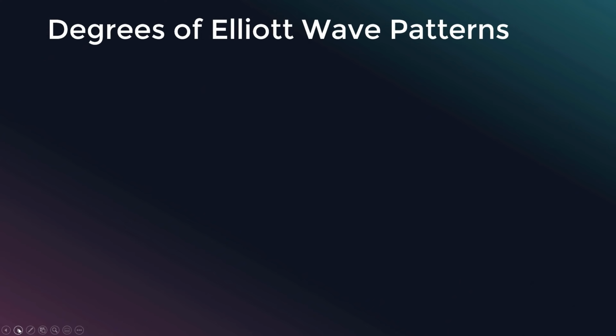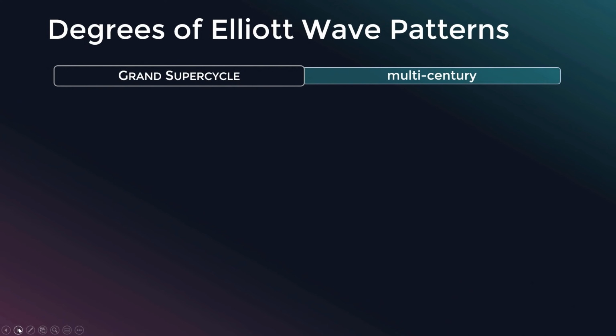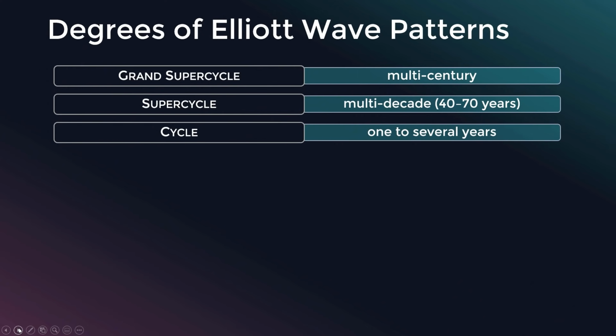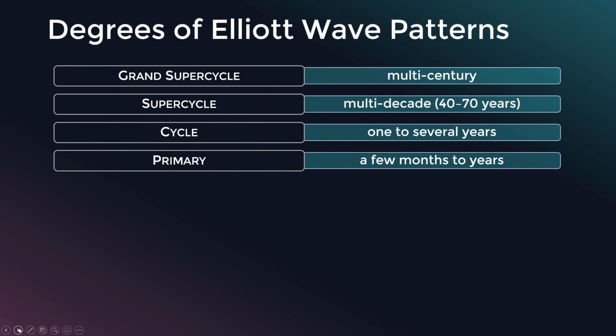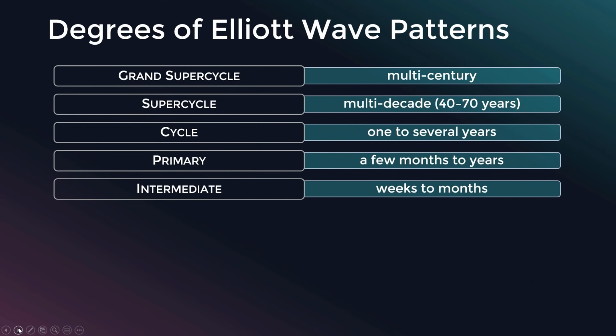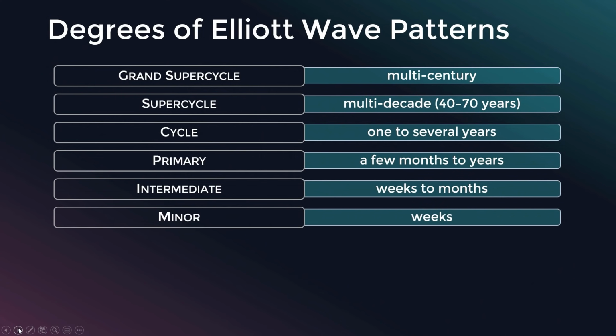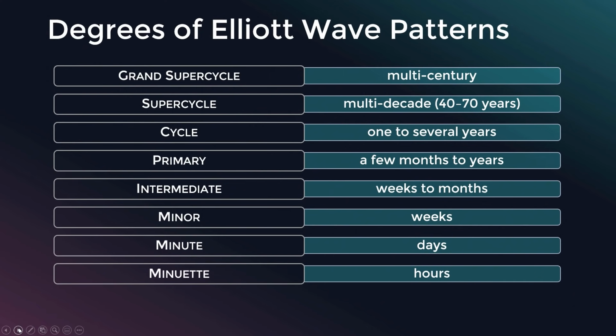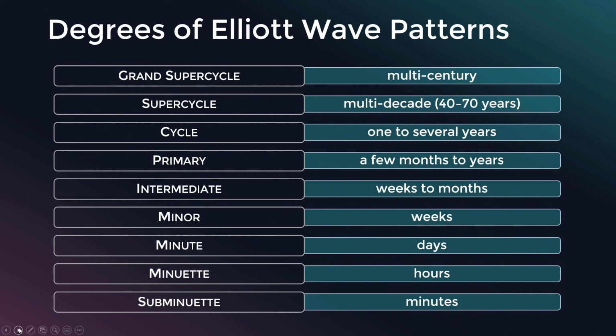Elliott actually categorized the degrees of wave patterns, starting with the biggest, a grand supercycle, which can take centuries to form. Then there's a supercycle, which takes decades, multiple decades, 40 to 70 years. Cycle, which is one probably talked about the most often, 1 to several years. A primary, which can be a few months to years in the making. Intermediate, which takes weeks to months. A minor pattern, which is weeks. Minute, which is days. Minuette, down to hours. And subminuette, which is minutes.